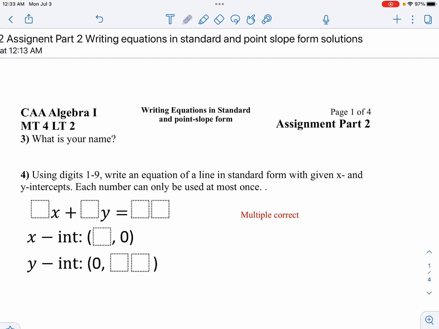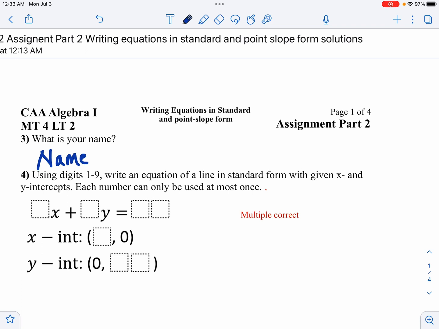Let's review your assignment, part 2, your assignment at least, from MT4 LT2. The first two questions you do on Alex. And on question number 3, don't forget your name.